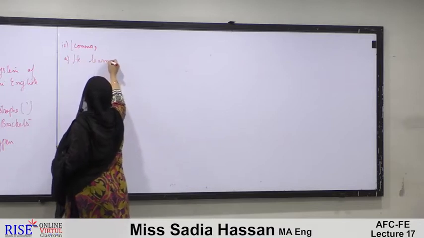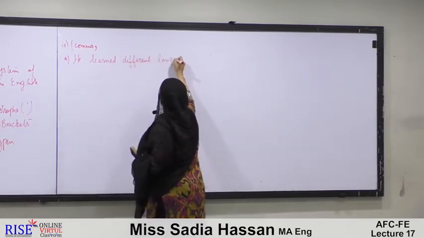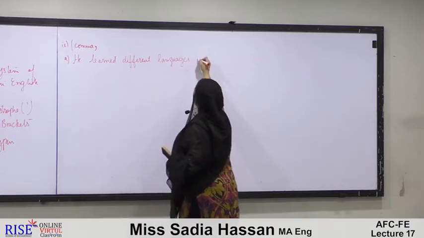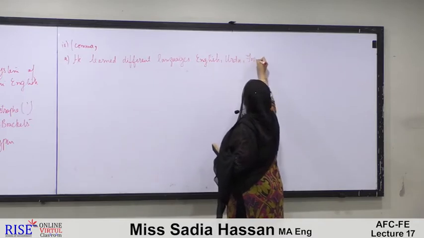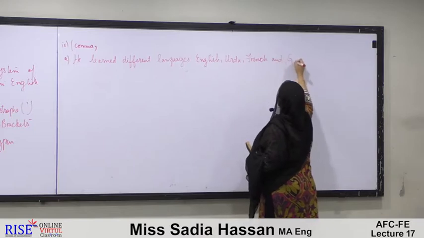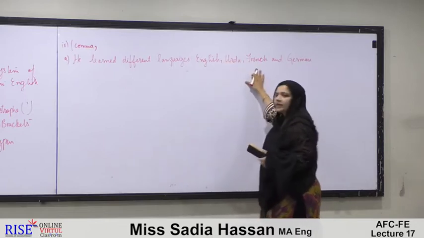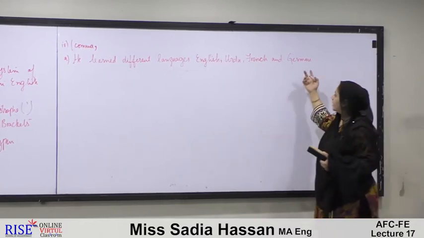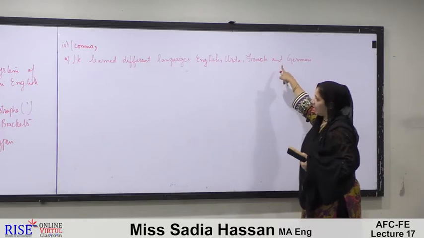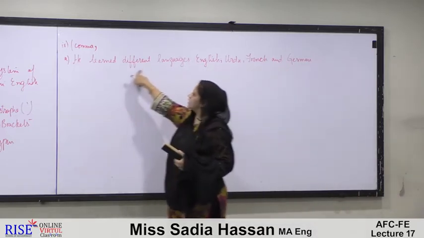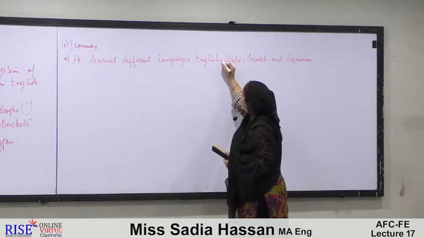He learned different languages: English, Urdu, French, and German. Here I am using this comma as a connective, as it is connecting different words in the statement, but I must not use it before the last connection. Here I must be using it as "and" over here. Fine. This sentence has given us different choices, and these choices of the words are being connected with commas.